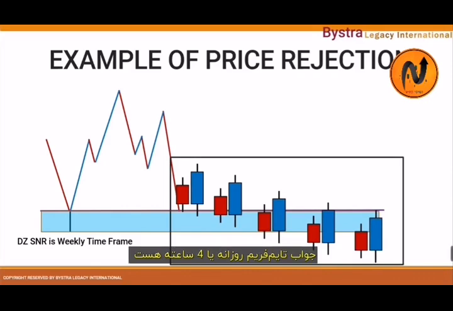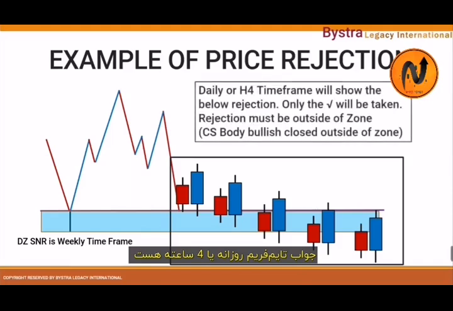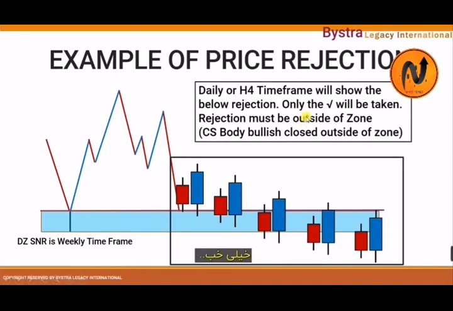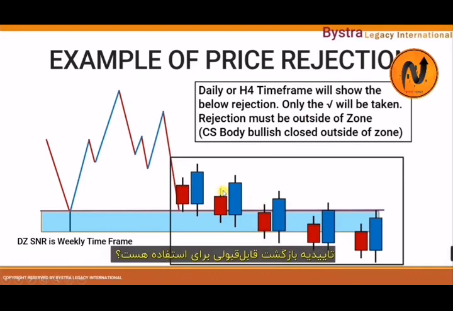It should be the daily or the H4 time frame. If you have this right, then congratulations. If not, now you will learn. Okay, so now out of these 5 patterns, which one do you think is the confirmation of rejection that is acceptable to be used, and which ones are not?